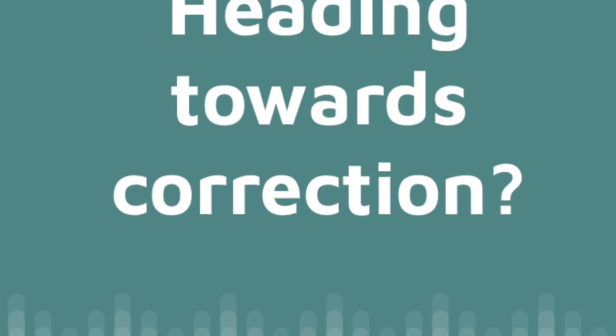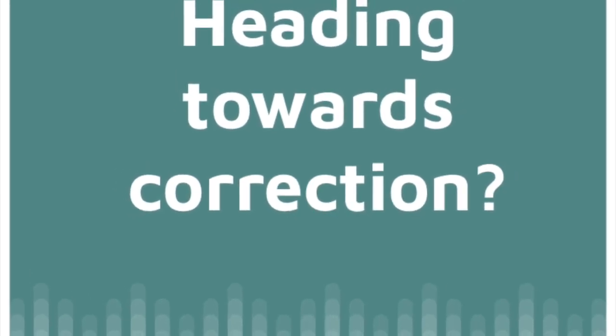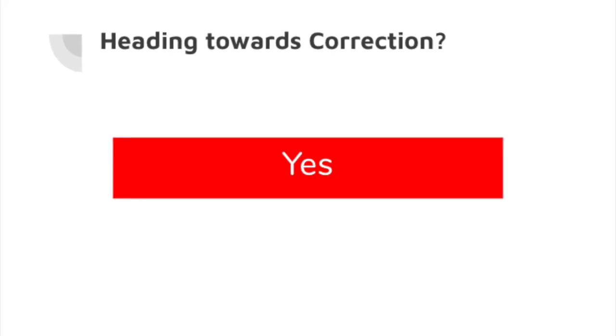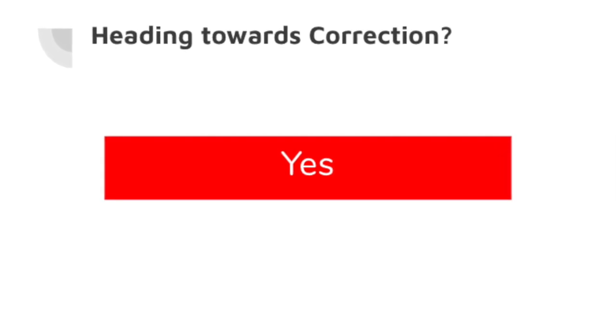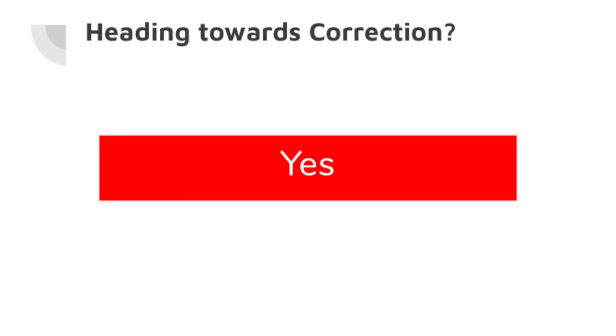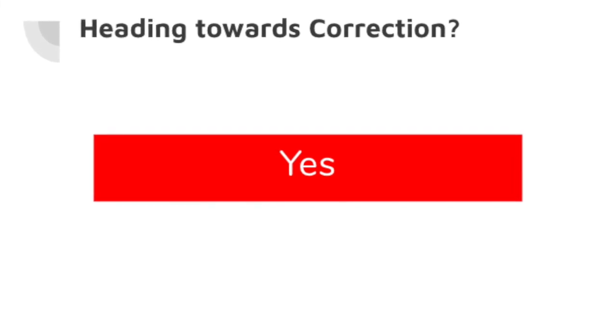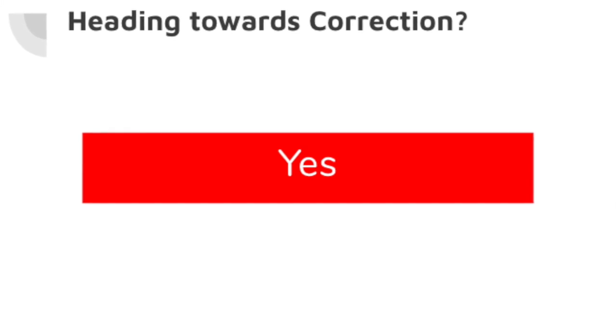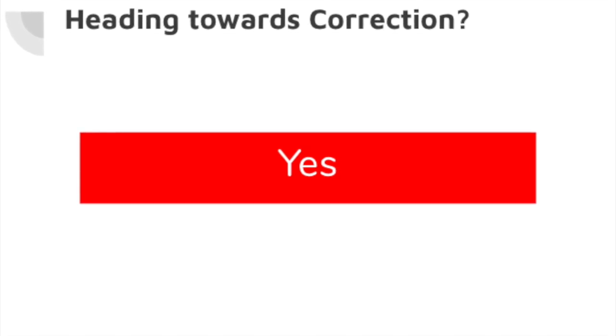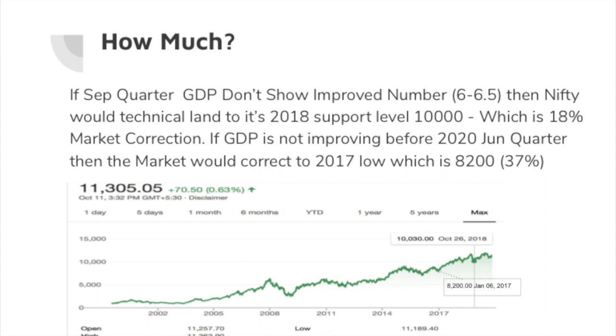So are we heading towards a correction? And the answer is yes. I have collected some key metrics to prove that we might land in a correction if our GDP is not going to grow in the subsequent quarters. So here are the stats.